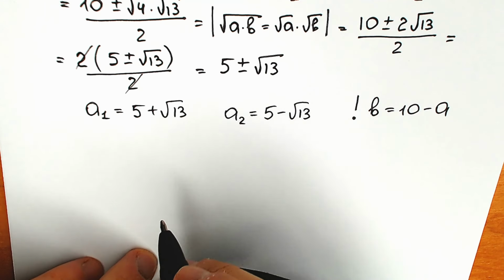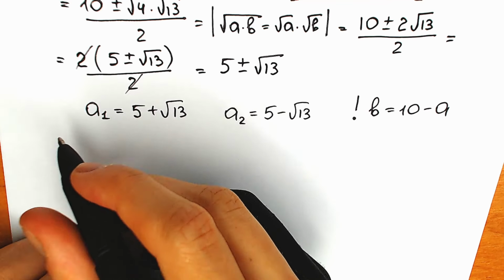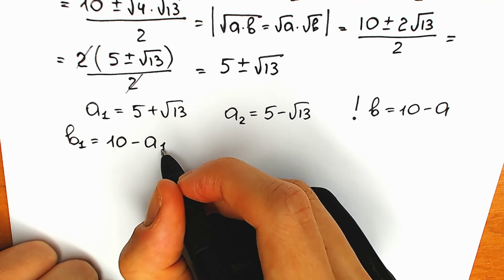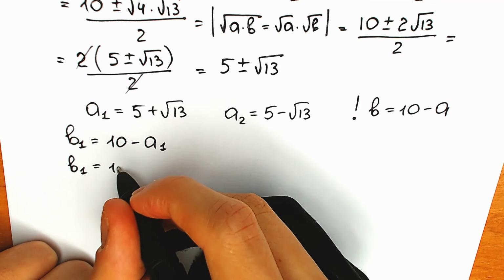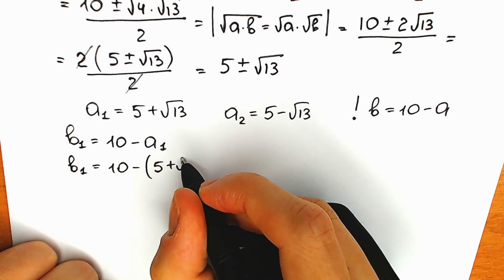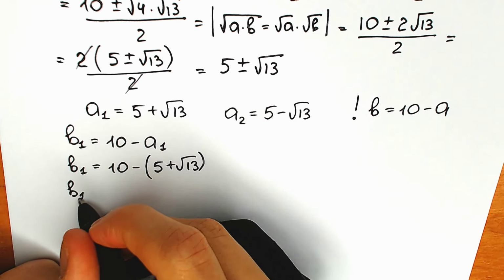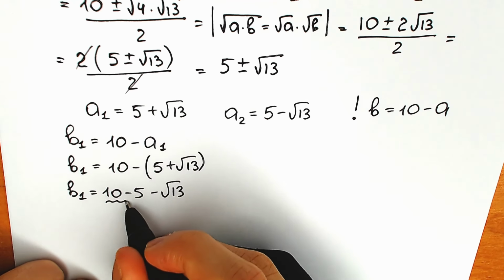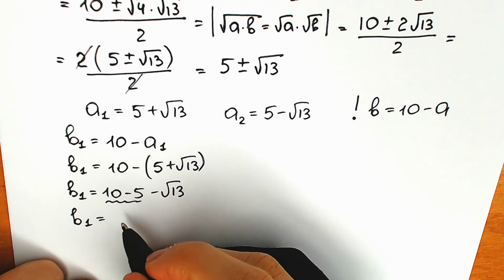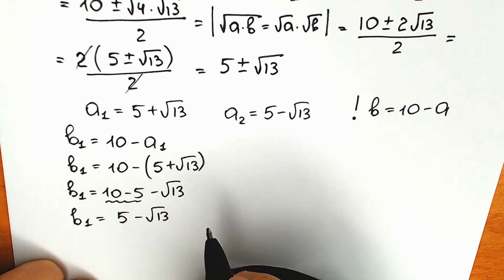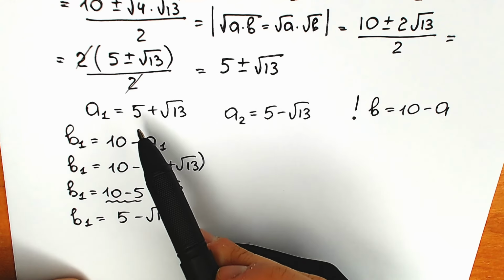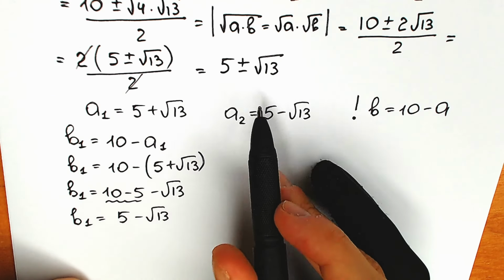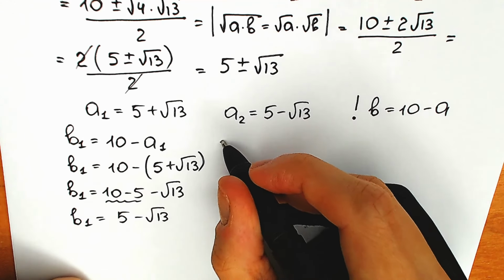Okay, so let's do this right now. First of all, let's find, for example, b first. So b first equals 10 minus a first. Yeah, and let's plug it in. So b first equals 10 minus 5 plus the square root of 13. Okay, so b first equals 10 minus 5 and minus the square root of 13. As a result, 10 minus 5 equals 5. So b first equals 5 minus the square root of 13. As you can see, we have a symmetrical answer, because right here 5 plus the square root of 13 and 5 minus the square root of 13, and we don't need to solve it for b second, because we will have absolutely the same thing.